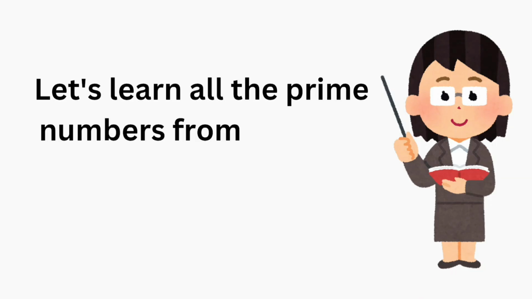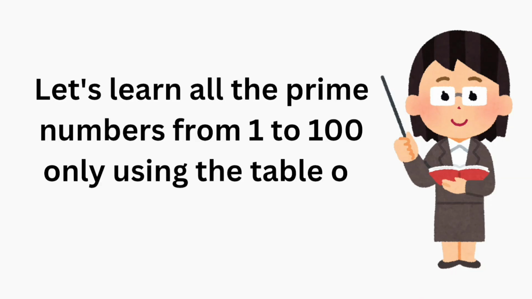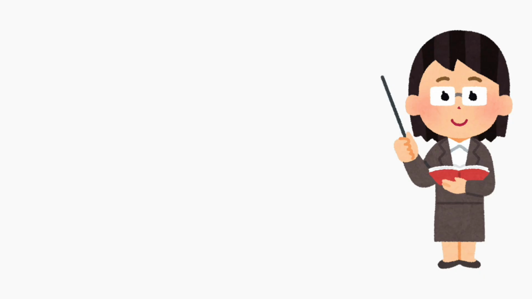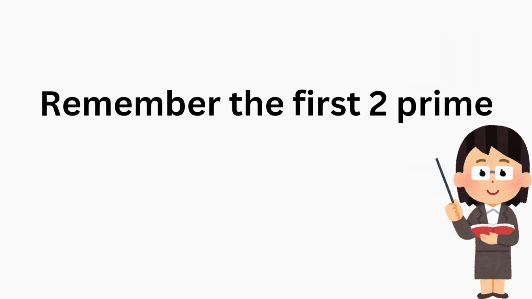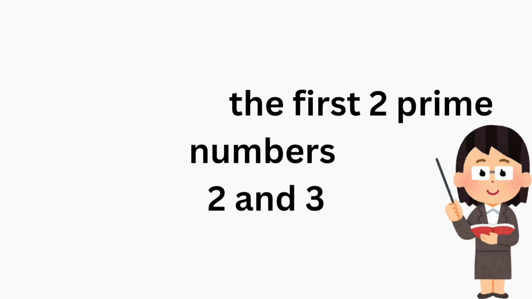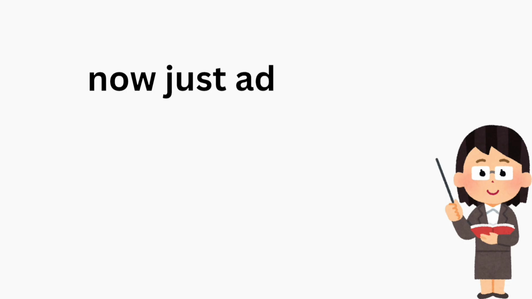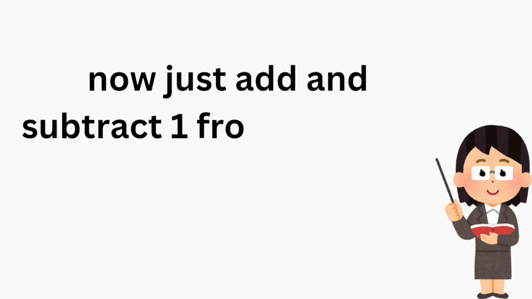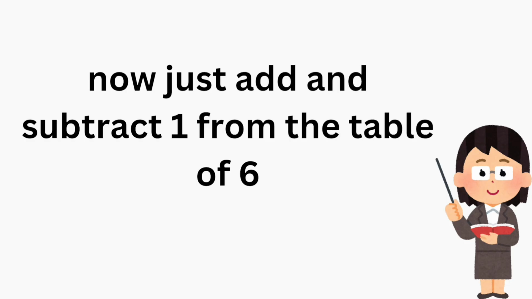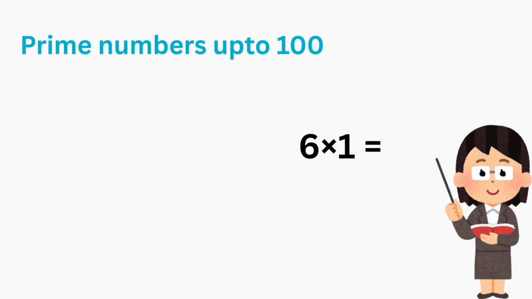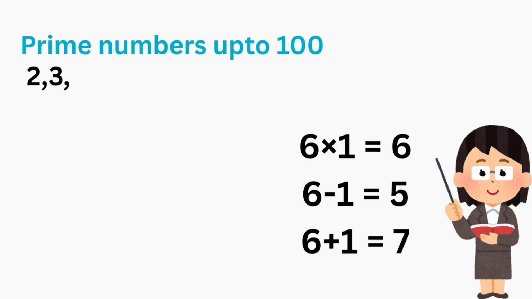Let's learn all the prime numbers from 1 to 100 only using the table of 6. Remember, the first two prime numbers are 2 and 3. Now just add and subtract 1 from the table of 6. As 6 ones are 6, so 6 minus 1 is 5 and 6 plus 1 is 7. So the first prime numbers are 2 and 3 and the next ones are 5 and 7.